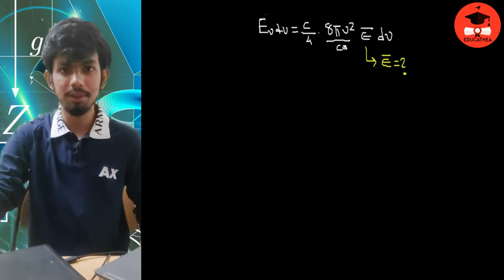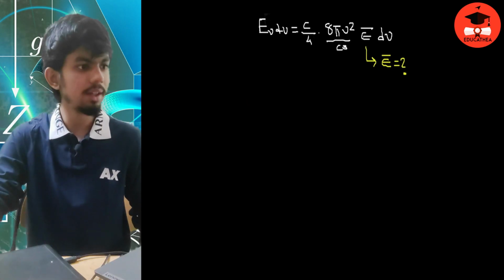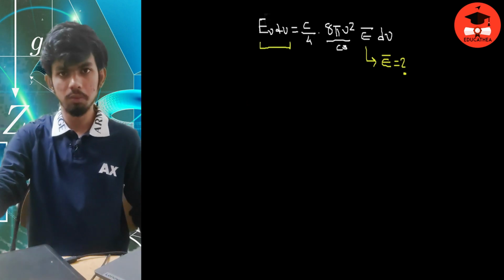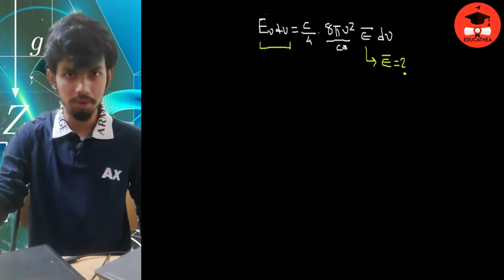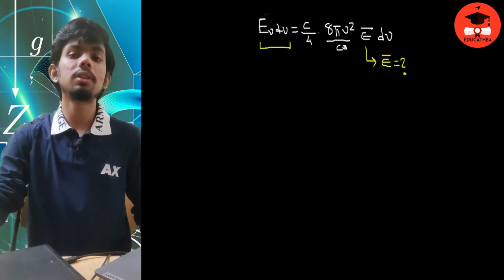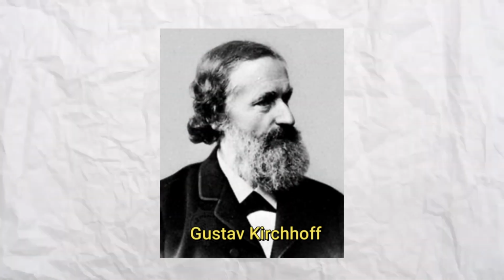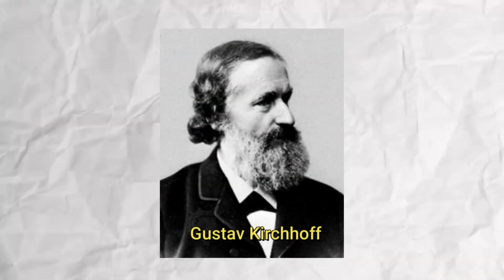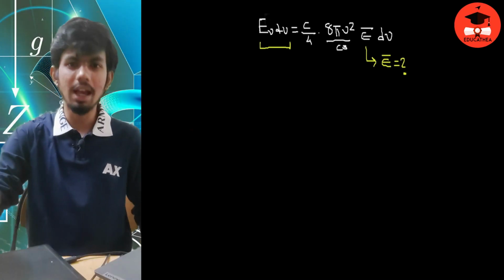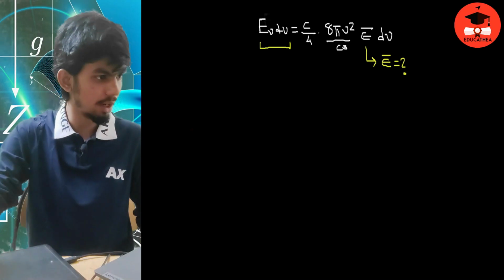And if we get the expression for epsilon bar, then we will get the expression for this entire E nu d nu, which will give us the final answer. So our aim is to find out epsilon bar. In fact, it was Gustav Kirchhoff in 1860 who challenged the physics community with this problem. In fact, there are three candidates who gave some expression for this epsilon bar.